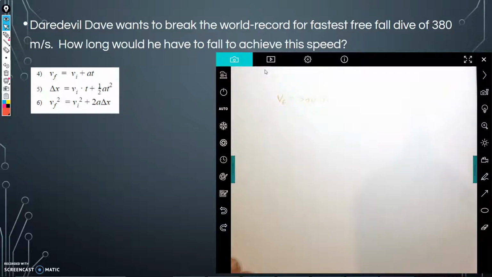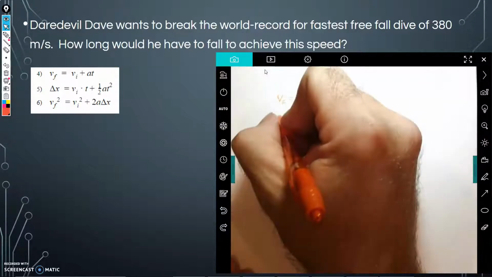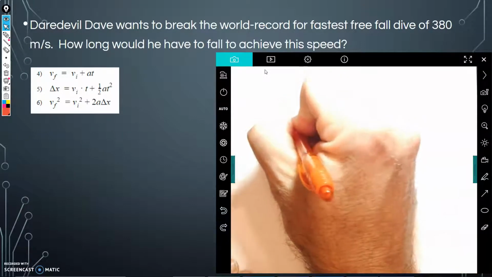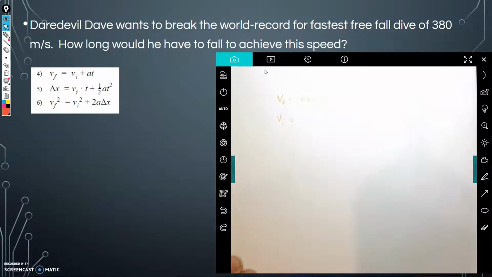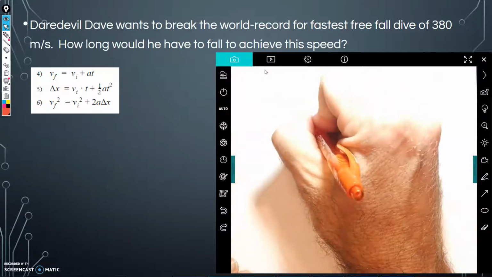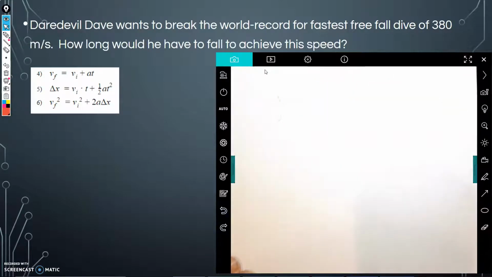And what else do we know? We know that if he's skydiving, if he falls from a plane or jumps from a plane, we're going to assume that he's not giving himself any initial velocity. He's just going to step out of the plane and fall with an initial velocity of zero. So again, that's important to always consider: is your falling object starting with zero velocity as it's being dropped? Oftentimes we'll see situations that involve that.